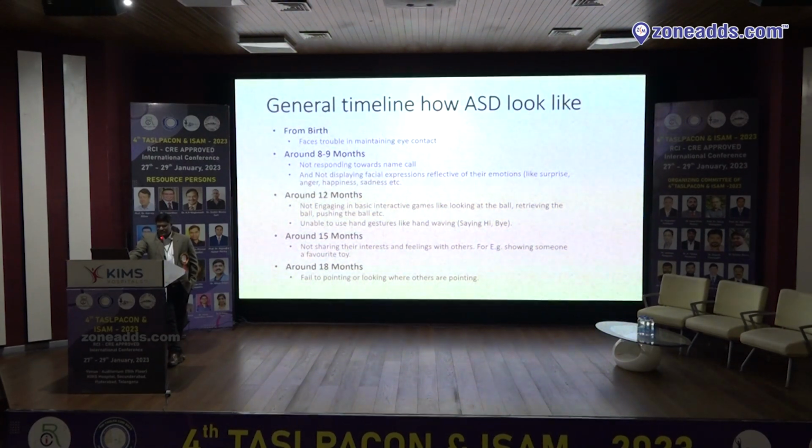Around 15 months, they never try to share their interests or feelings with others. Already I mentioned that around 8 to 9 months they never show expressions on the face. Similarly, they never show their interest or feeling to others, for example showing someone a favorite toy, or requesting a toy. These kinds of feelings do not appear in them. Around 18 months, they fail to point or to look where others are pointing.